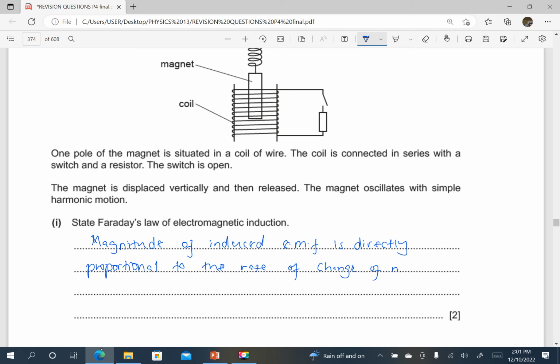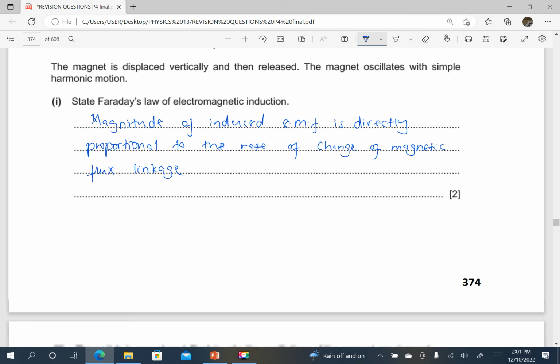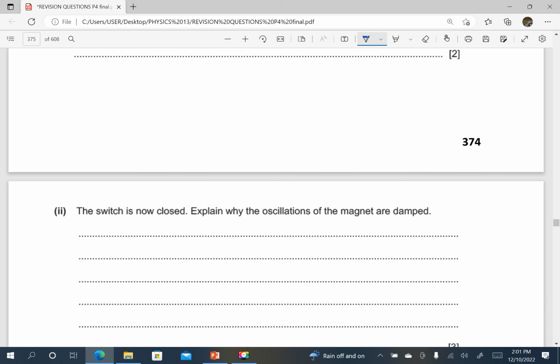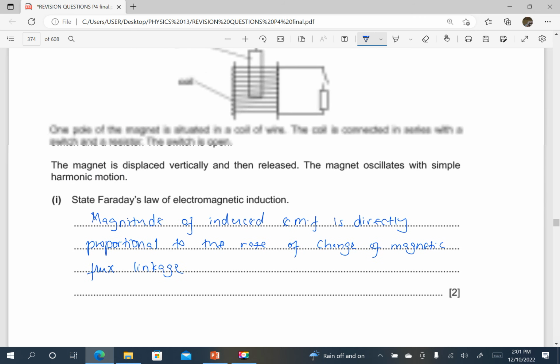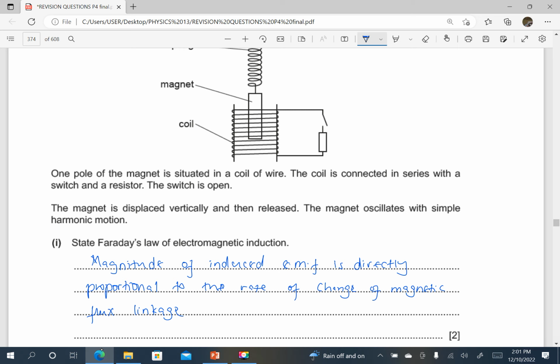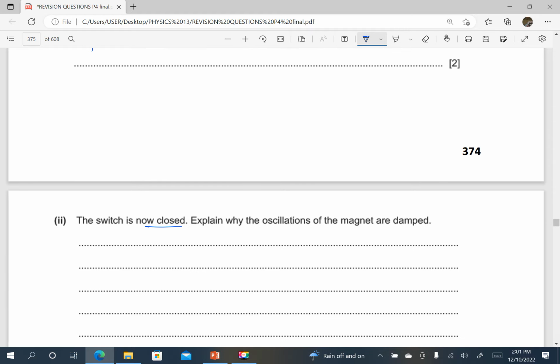Of magnetic flux linkage. So that is Faraday's law. We stated it several times. The switch is now closed. Now, if we close the switch here, note that there is a magnetic field due to the magnet, and we have a coil of wire which is a conductor. It means when we close the switch, the moving magnetic field is intercepted by the coil. Okay, so the switch is now closed.